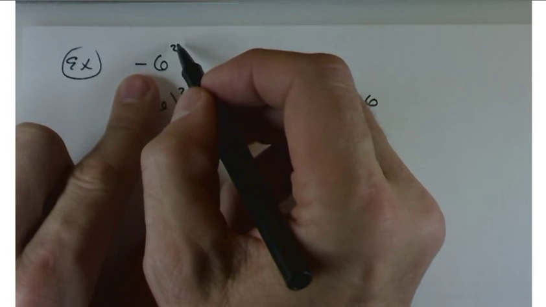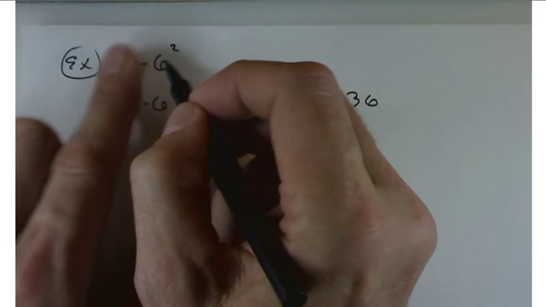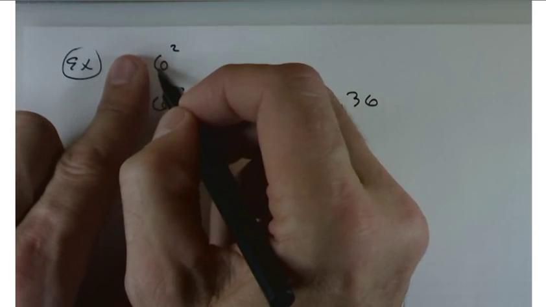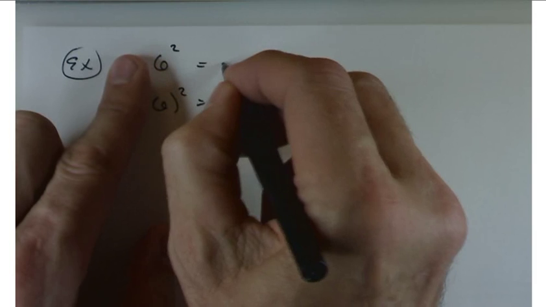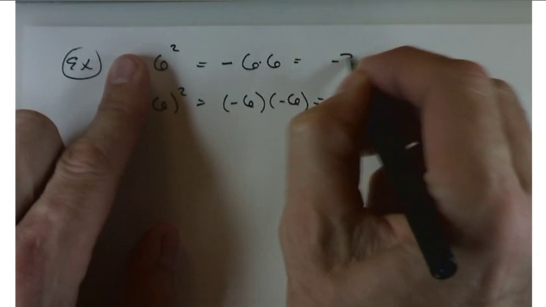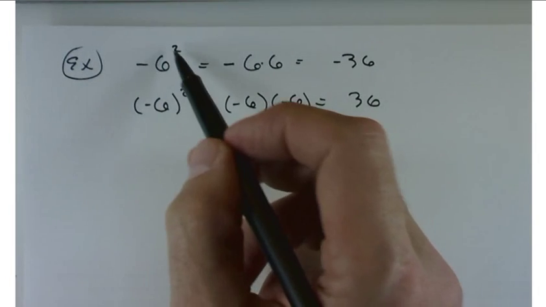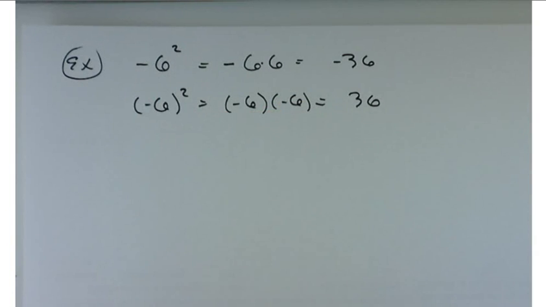Yeah, the 2 doesn't distribute itself, or it's not taking account of the negative sign. The only thing that's getting squared is the 6. So this is the negative of 6 times 6, which is -36. So it makes a big difference, right? This exponent here only applies to the 6, not to the negative and the 6. So you have to be careful where the exponent applies.